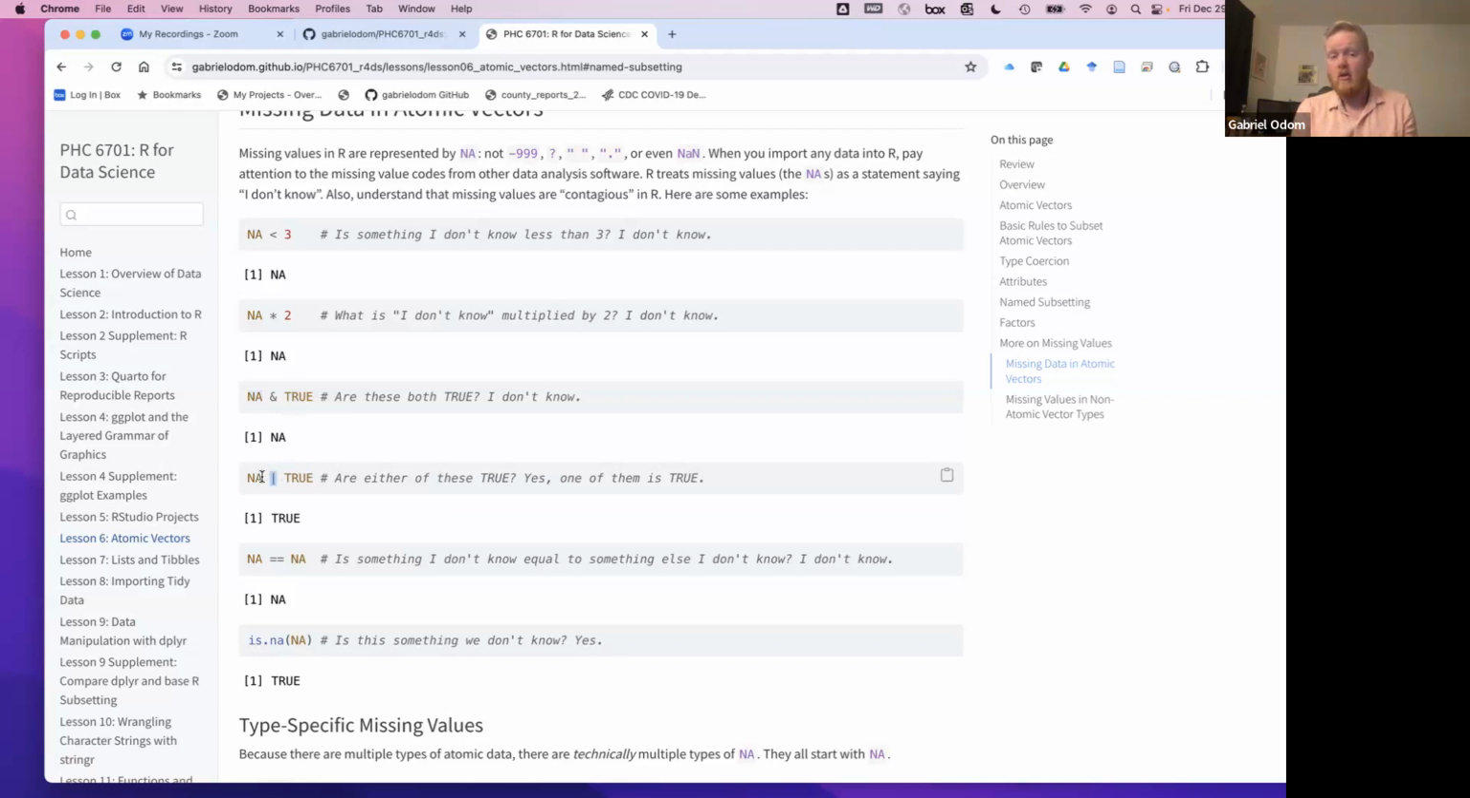Now, this is interesting though. Is NA or true true? Well, I don't know what NA is. I don't know if this is true or false or something else, but I do know that true is true. And or just says, I need at least one of these to be true. And it says, okay, well, I see a true over here. So this is true.